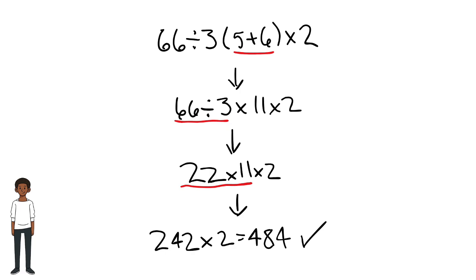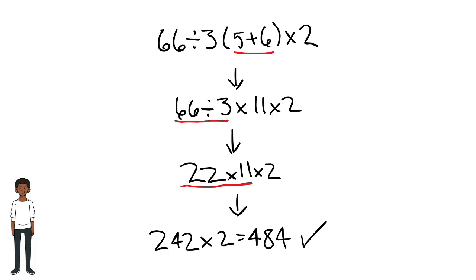Let's solve our first problem properly. 66 divided by 3 times open parentheses 5 plus 6 close parentheses times 2. Step 1. Work inside the parentheses first. 5 plus 6 equals 11. Now our expression is 66 divided by 3 times 11 times 2. Step 2. Evaluate multiplication and division from left to right. Scanning from left to right, division comes first.